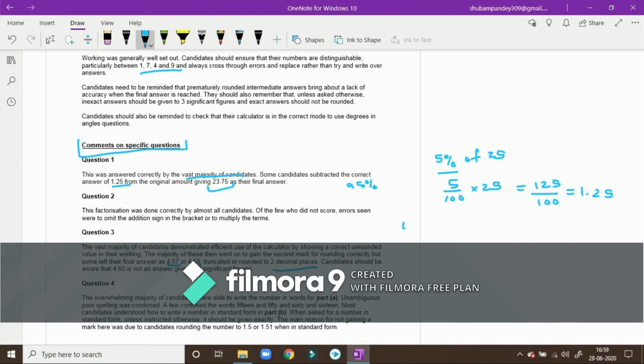Now 4.57 or 4.58, they actually have three significant figures. So for two significant figures, we'll have to round it even further, so that will give us an answer of 4.6. One more thing to note over here is 4.60, that is also not two significant figures, those are three significant figures, so again the answer will go wrong.